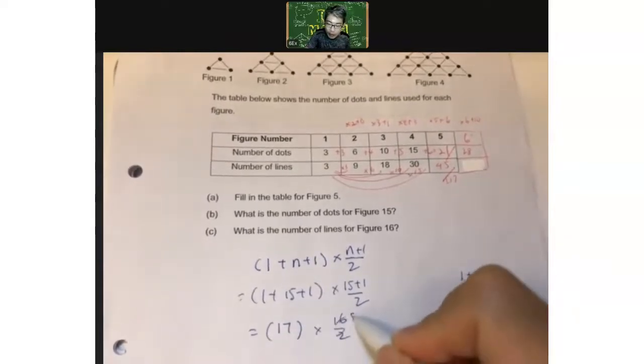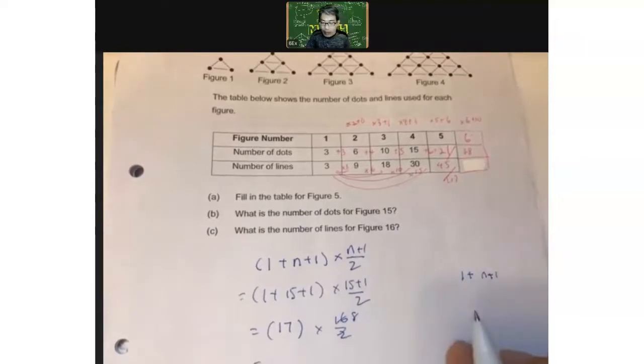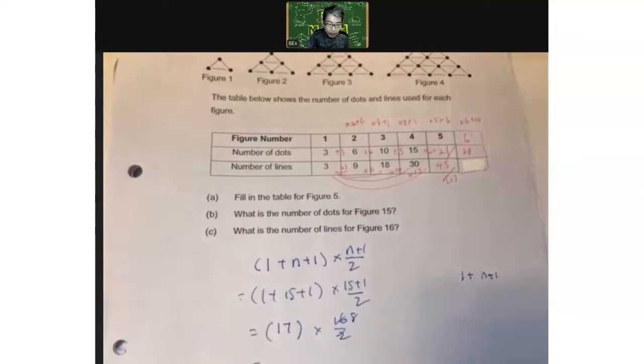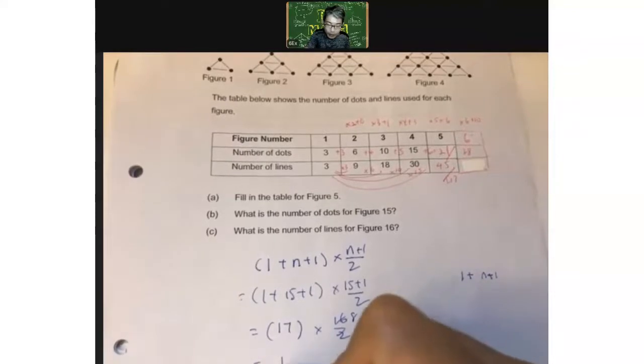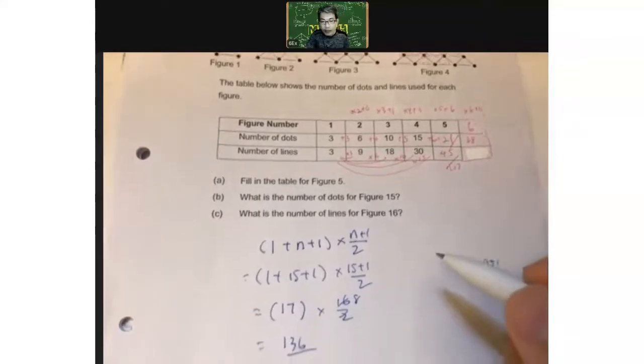That will give you 8. So 17 times 8 will give you 136. That's your answer for part B.